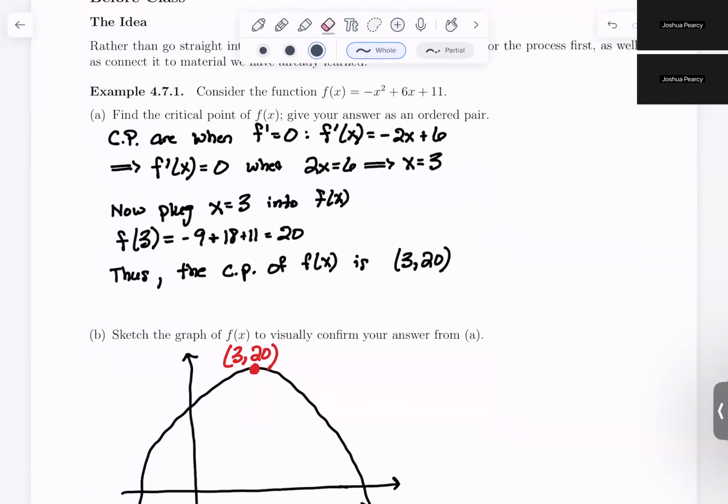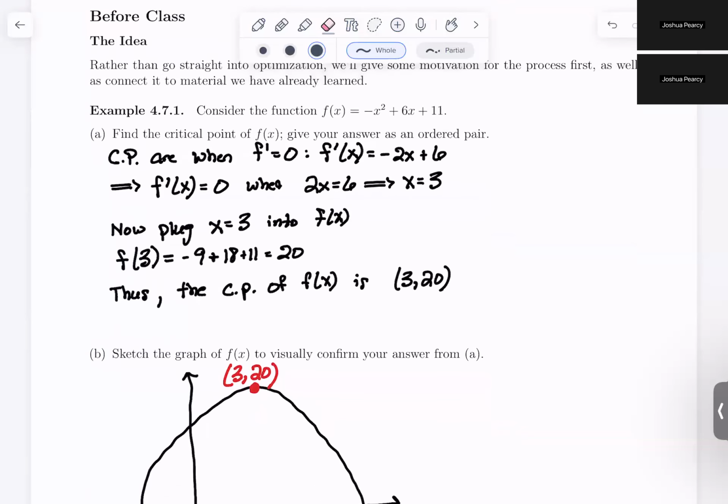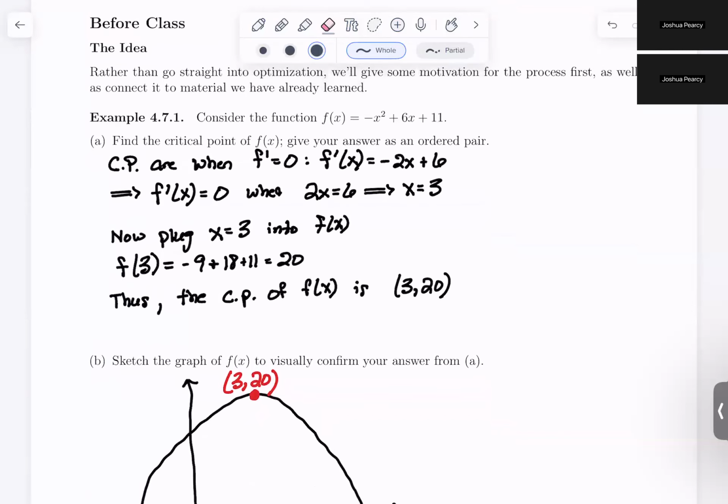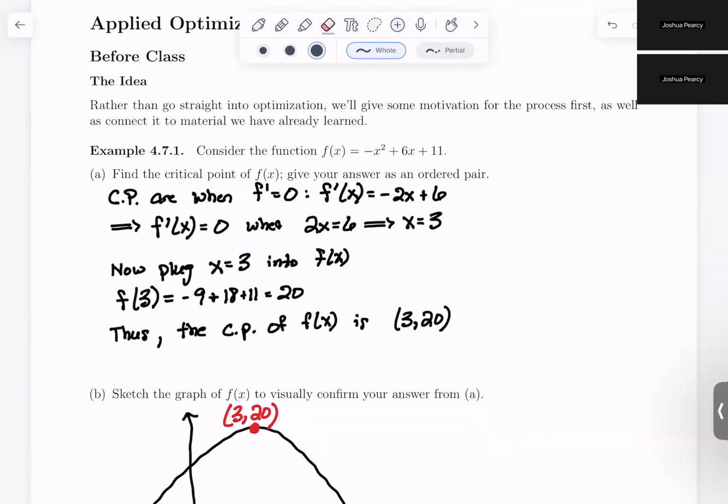Remember, the critical points are the points wherever the first derivative is equal to 0. So first thing I need to do is find the first derivative, f prime of x. f prime of x is minus 2x plus 6. Then I can set that equal to 0 and solve, and it's equal to 0 when 2x is equal to 6. So that implies that x is equal to 3. That's my critical number.